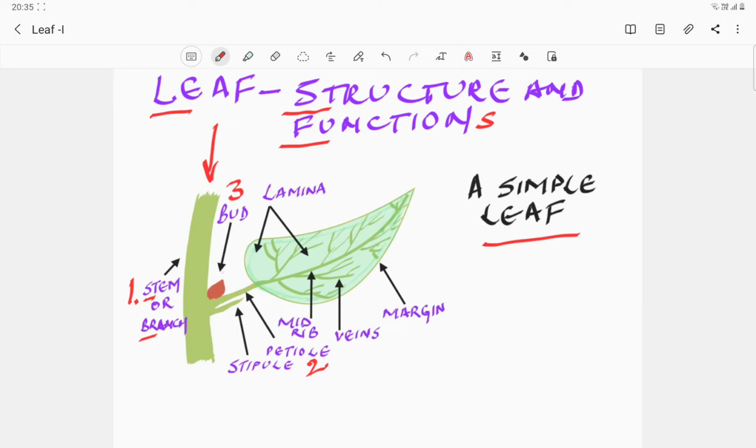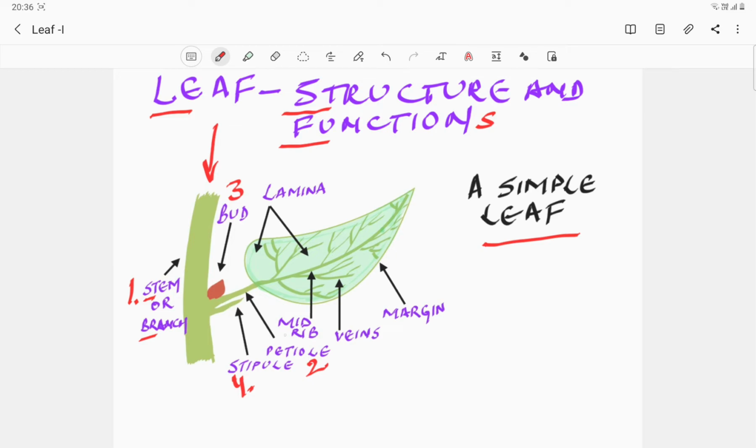So there is always a bud present at the point where the petiole is connected to the stem or the branch. Just at the same point where the leaf is attached or the petiole is attached to the stem, there's another structure called stipule. And this stipule is here that I'm going to shade in red. Now the stipule is a small leaf-like structure. There may be one or two stipules, and every leaf has stipules.